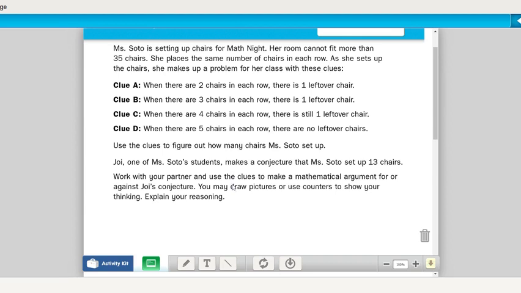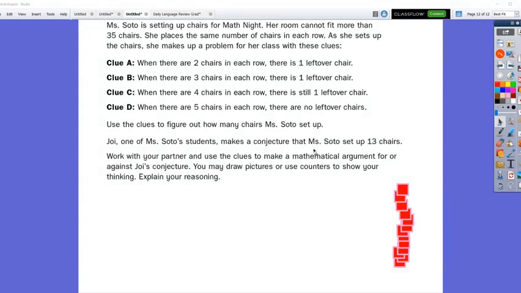Go ahead, stop the video here and get busy. Let's talk about how I would go about this. I'm going to go clue by clue and see if I agree with Joy and her thinking. She's saying there's 13 chairs. So first thing it says, clue A, when there are 2 chairs in each row, then 1 chair is left over. So I've got her 13 chairs.